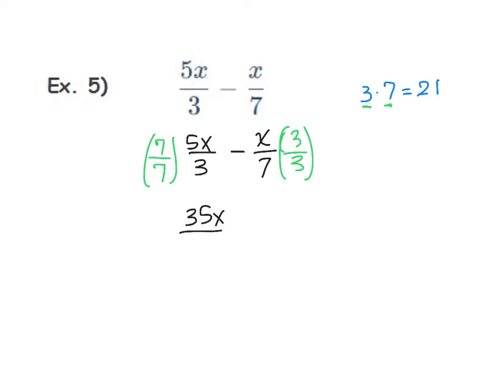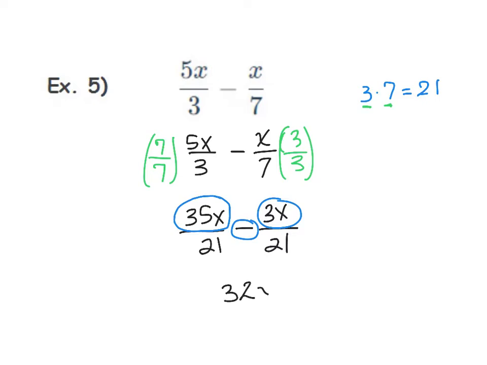I have my new denominator of 7 times 3, which is 21, minus x times 3, which is 3x, all divided by 21. Now that I have a common denominator, I can go ahead and have that 35x minus 3x, which will give me 32x over 21. Now if I could, I would simplify this fraction. 32 divided by 21, I don't believe that simplifies any further. So I'm finished.